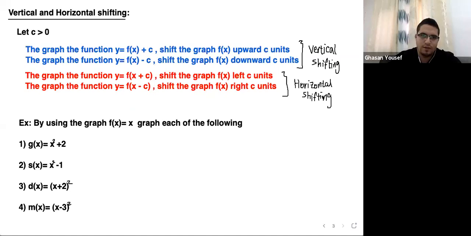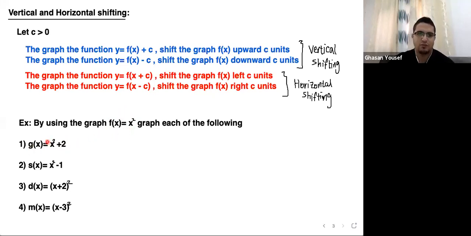Here we have the 2 here, squared. So the function is given, f of x equals x squared. I need to graph the function g of x equals x squared plus 2. So what does that mean? Which one of these four should I use? First of all, to graph this one, I have to graph the function f of x equals x squared. This is the first step.